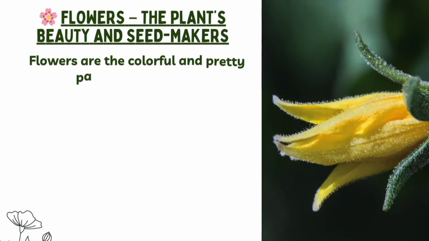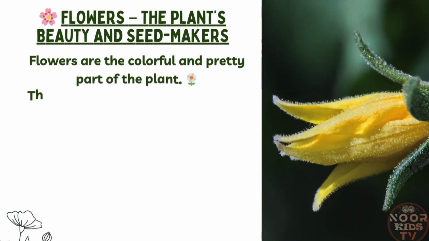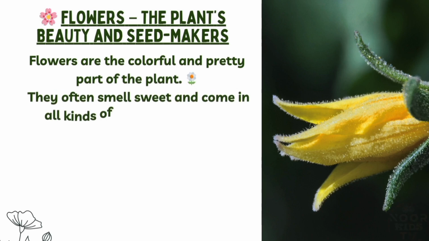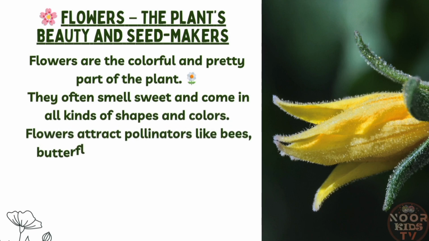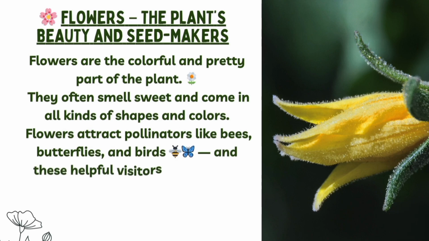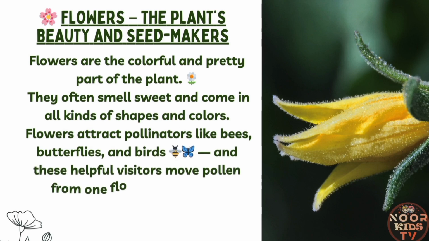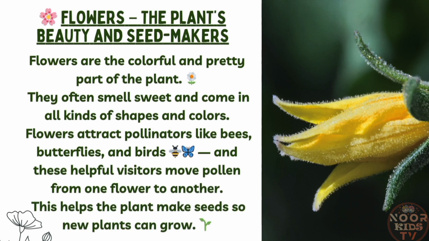1. Flowers, the plant's beauty and seed makers. Flowers are the colourful and pretty part of the plant. They often smell sweet and come in all kinds of shapes and colours. Flowers attract pollinators like bees, butterflies and birds, and these helpful visitors move pollen from one flower to another. This helps the plant make seeds so new plants can grow.